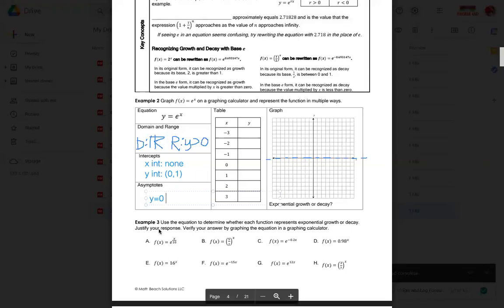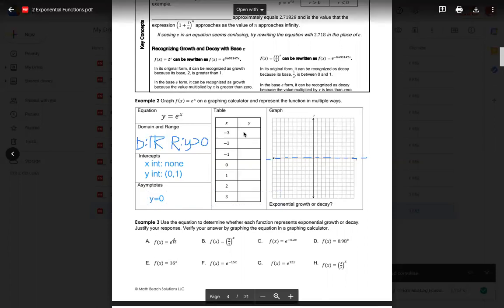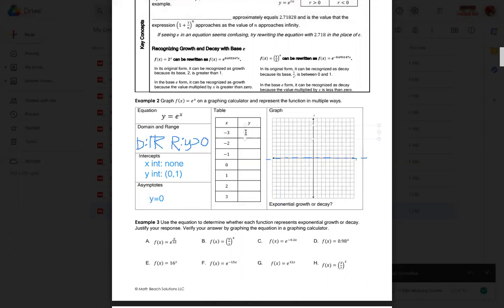If we want to fill in the table, the values could be 0.04, 0.14, 0.37, then 1, then 2.7, then 7.3, and this last one right here is 20.08.